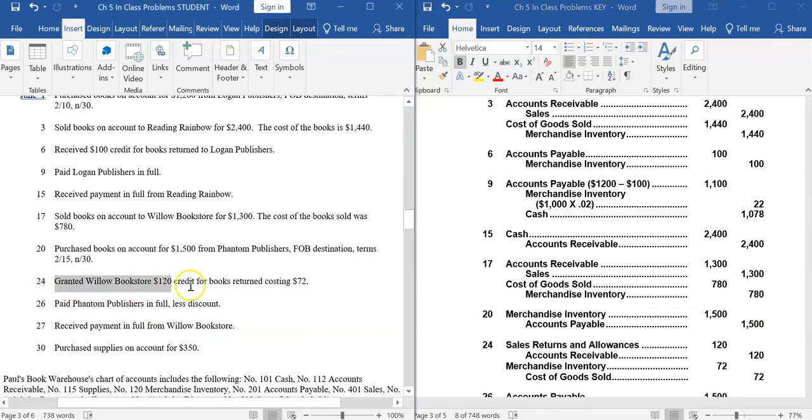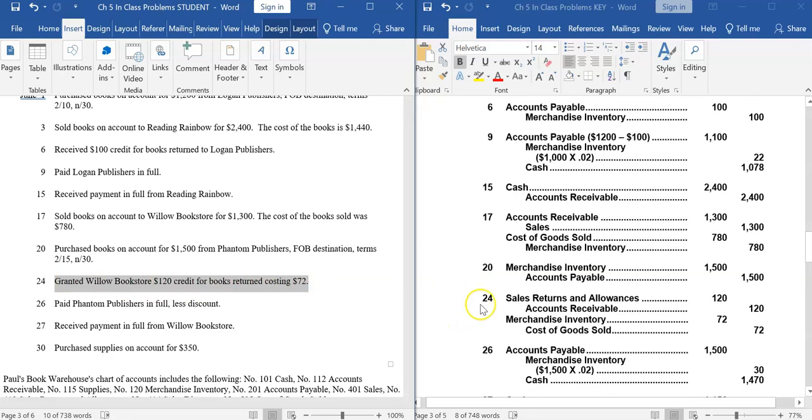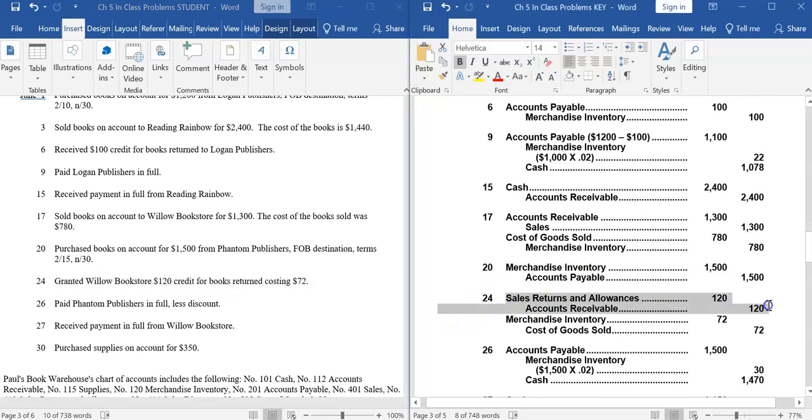On the 24th, we granted the Willow Bookstore, whom we sold to back on the 17th, a $120 credit for books they returned to us that cost us $72. These are books that we had sold. These are revenues. We are offering a return and allowance. We don't directly reduce the revenues. We use a contra revenue account. We will debit the sales returns and allowances account, increasing it for the amount of the returned sale, and decrease accounts receivables with a credit.